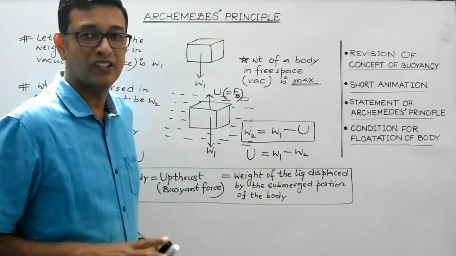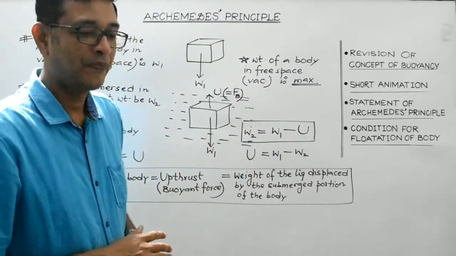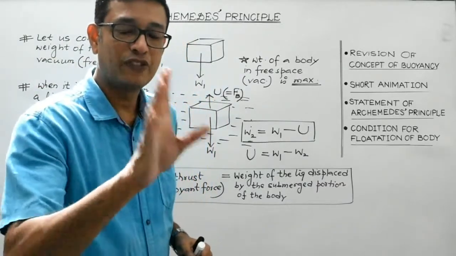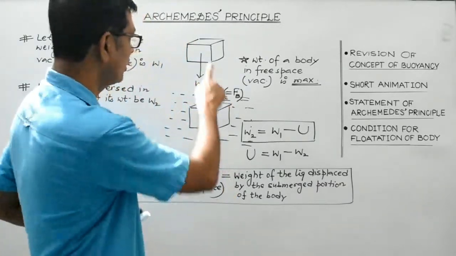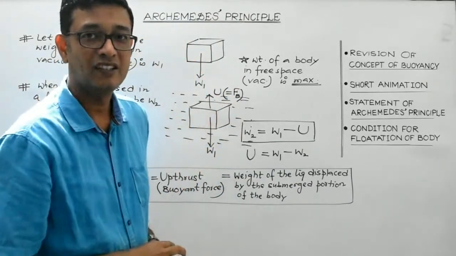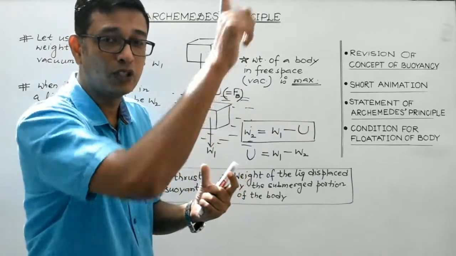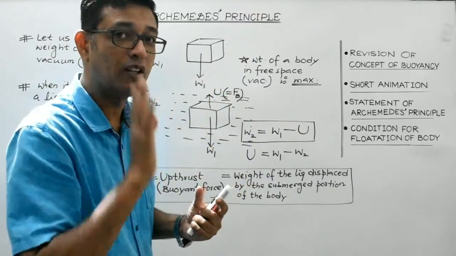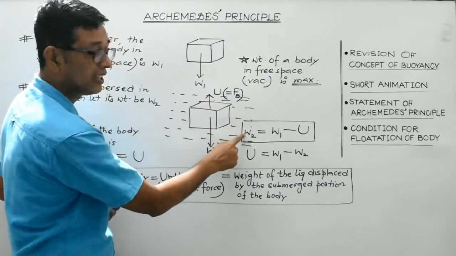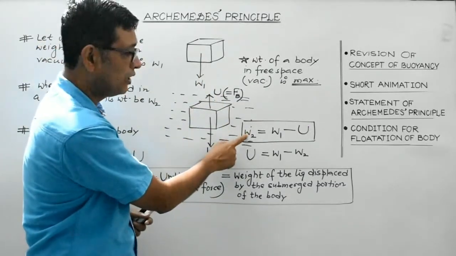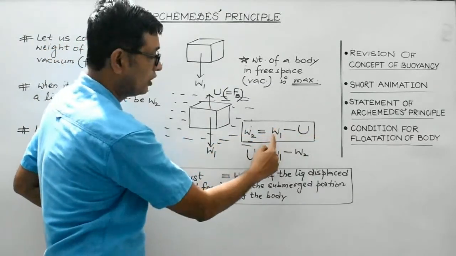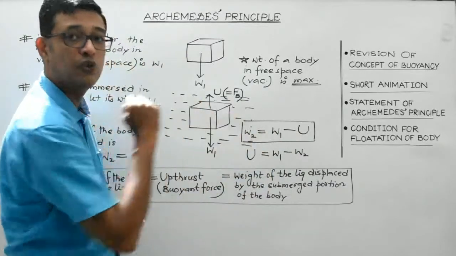So again I repeat, students, please concentrate, right? The weight of any body in air or vacuum or free space is maximum. We have denoted it by W1. Whenever the same body is immersed in some liquid, then the liquid will exert on the body an upward force, that is known as upthrust or buoyant force. Due to this upward force, the net weight of the body inside the liquid will get decreased, and the apparent weight of the body inside liquid would be given by W1 minus U. Therefore, W1 minus W2 would be equal to U.